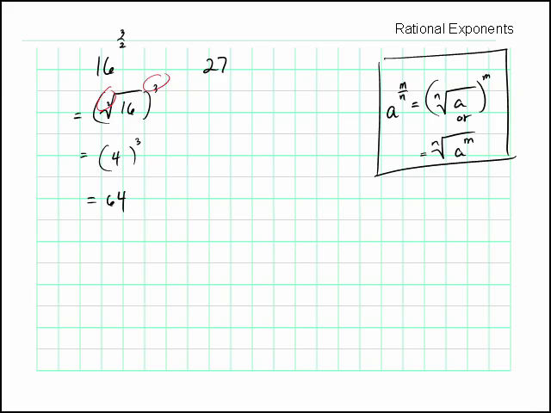27 to the 2/3. That in radical form is cube root 27, then raised to the 2nd power. The cube root of 27 is 3. You square that and you get 9.